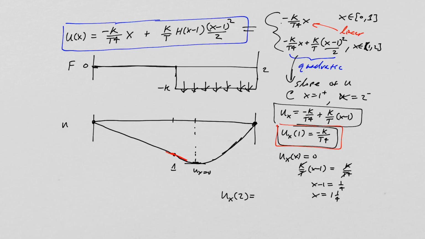So there, ux at 2, if we plug it into here, we're going to get 3/4 k over t is the value there. So it's of course going to be a positive slope at that point right there. All right, so here we have that 0 slope at 1 1/4. So that's what the deflection looks like from that uniform pressure on the right half of the cable and 0 pressure on the left. You get this funky looking solution.